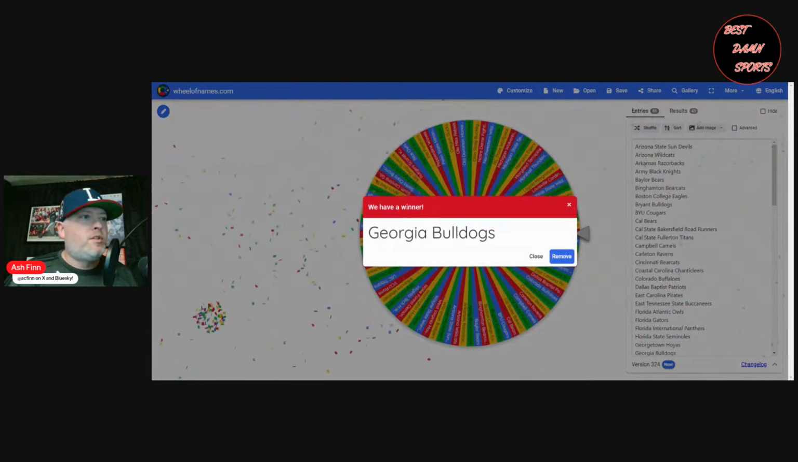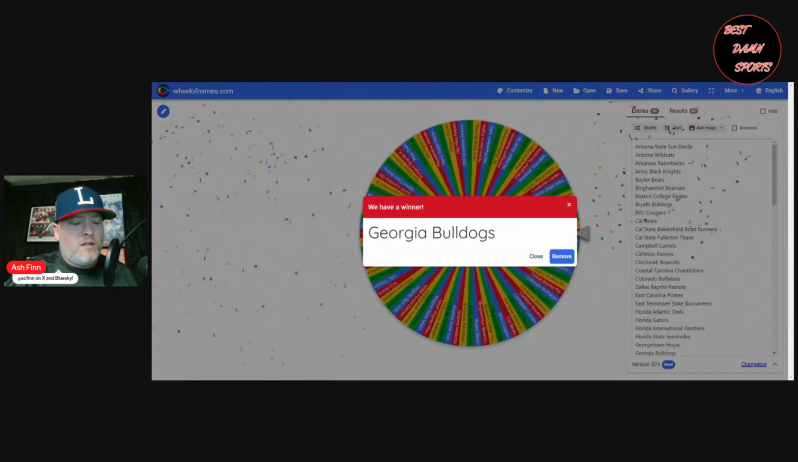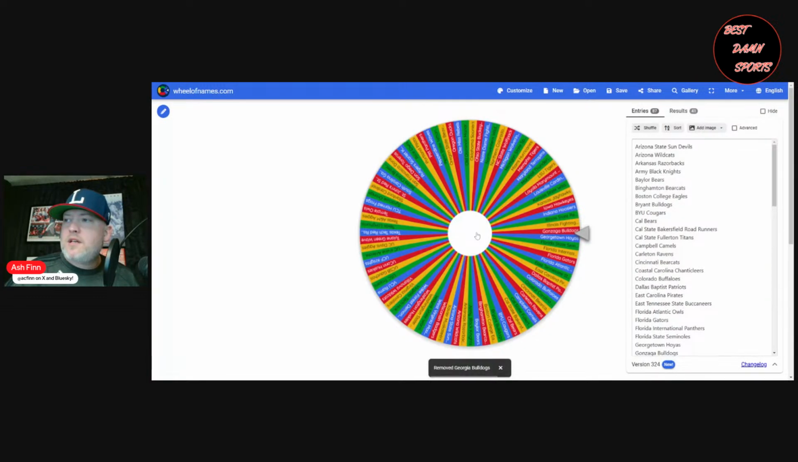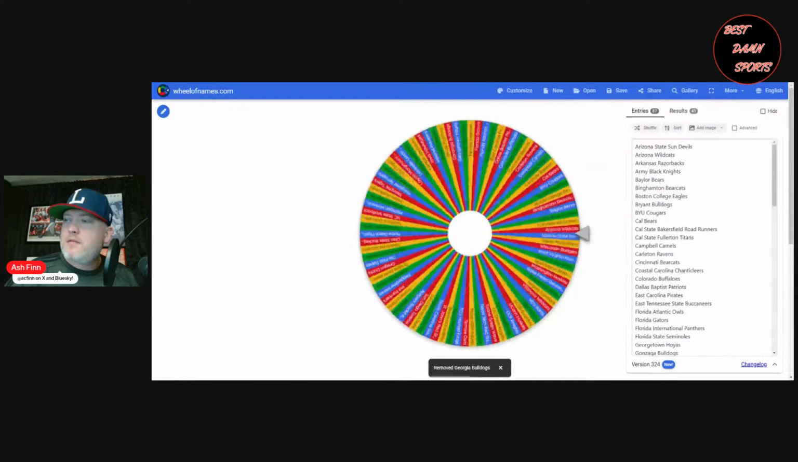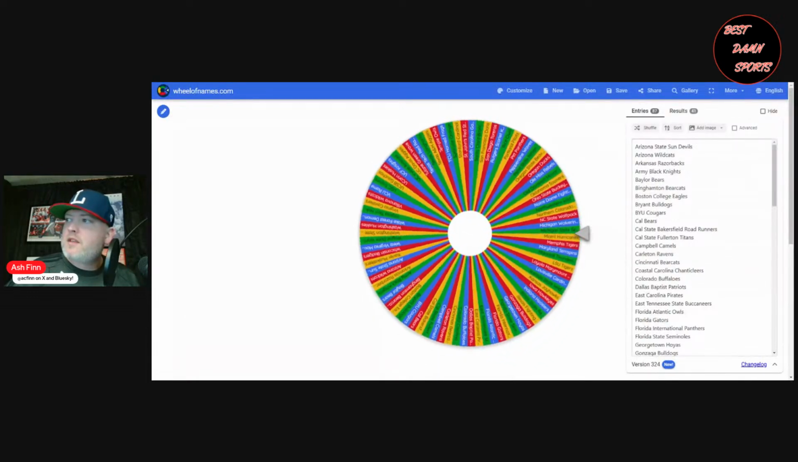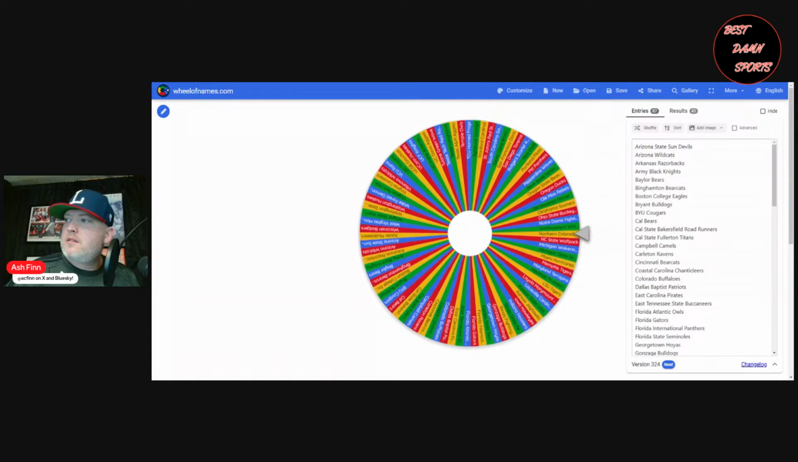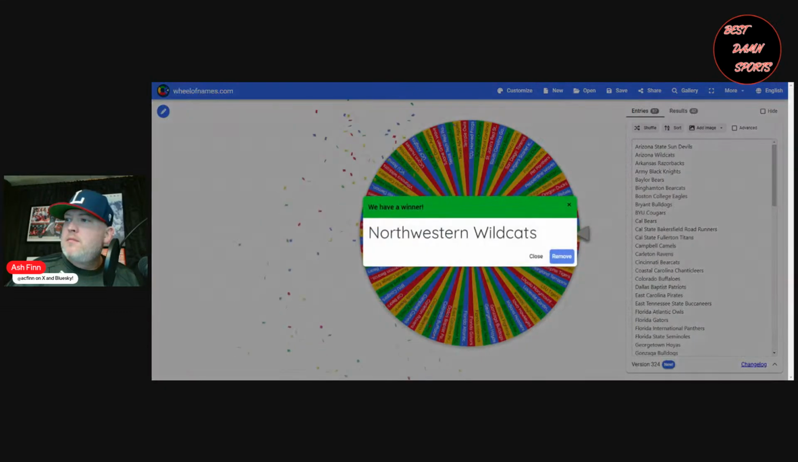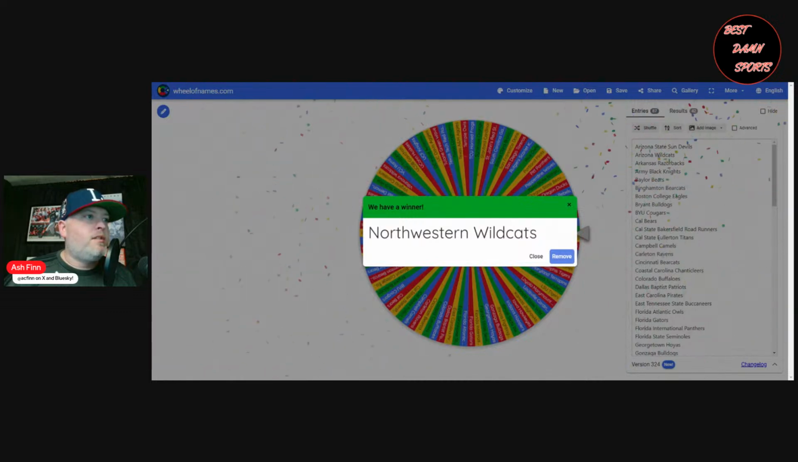The Georgia Bulldogs. Man, the SEC is just wanting to be done with this draft lottery. Georgia will be drafted number 9 in our draft. So let's keep spinning. Get rid of these out of here as fast as we can. Oh, Mr. Ken, the Northwestern Wildcats will be drafting in the 13th spot.